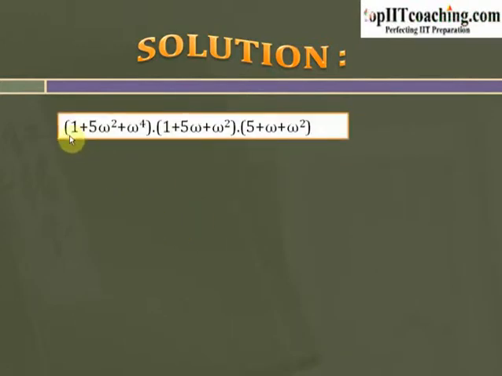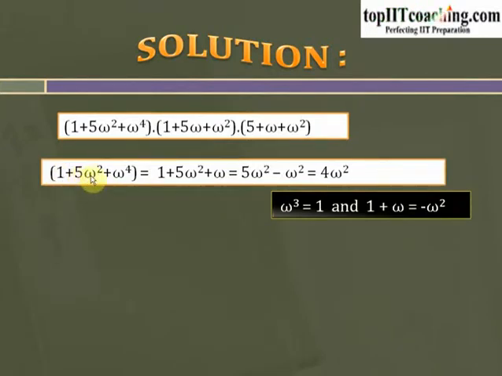The given expression is (1 plus 5 omega square plus omega to the power of 4) into (1 plus 5 omega plus omega square) into (5 plus omega square). Now one by one we are going to see what is the value of these expressions. The first is 1 plus 5 omega square plus omega to the power of 4. Now omega to the power of 4 is equal to omega into omega cube, and also we know that omega cube is equal to 1. Therefore this would become omega. Thus this expression would reduce to 1 plus 5 omega square plus omega.